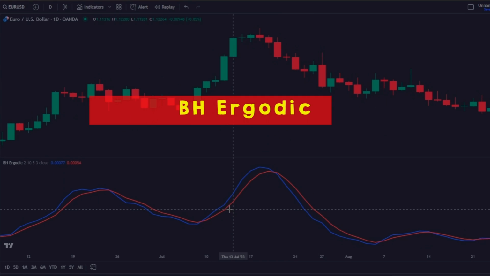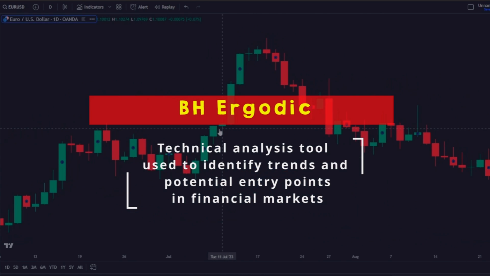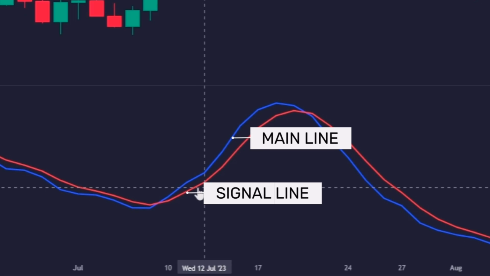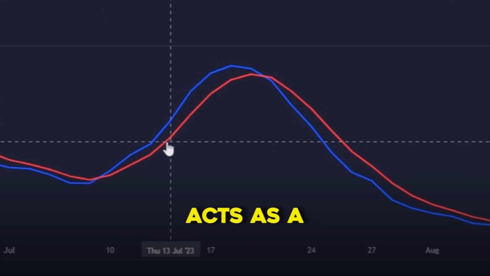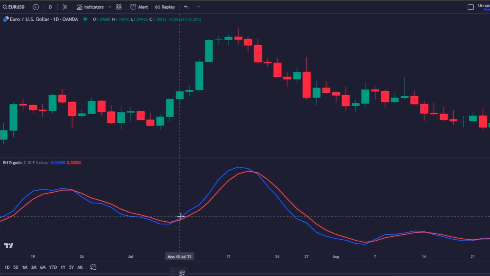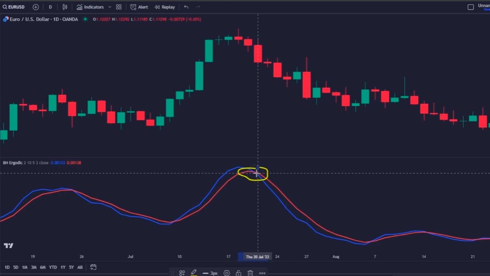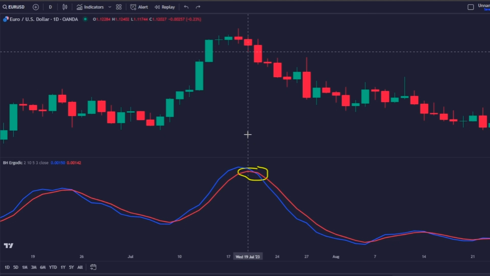The BH Ergodic indicator is a technical analysis tool used to identify trends and potential entry points in financial markets. It consists of two lines, the main line and the signal line. The main line represents the dominant market trend, while the signal line acts as a trigger for buy or sell signals. When the main line crosses above the signal one, it indicates a bullish trend, suggesting a buy signal. In the opposite, when the main line crosses below the signal one, it suggests a bearish trend, signaling a potential sell opportunity.